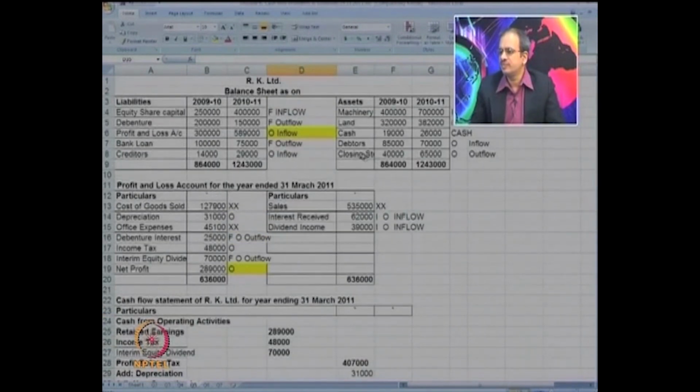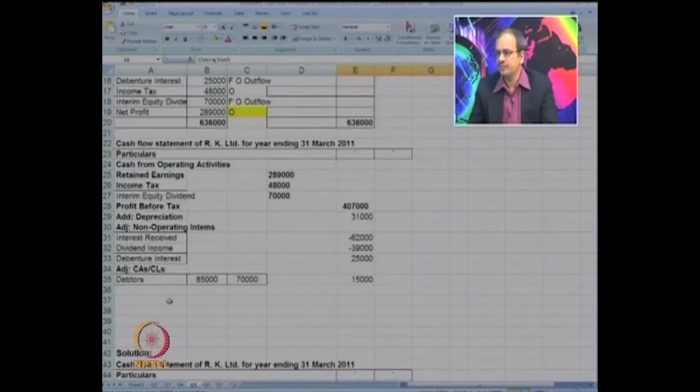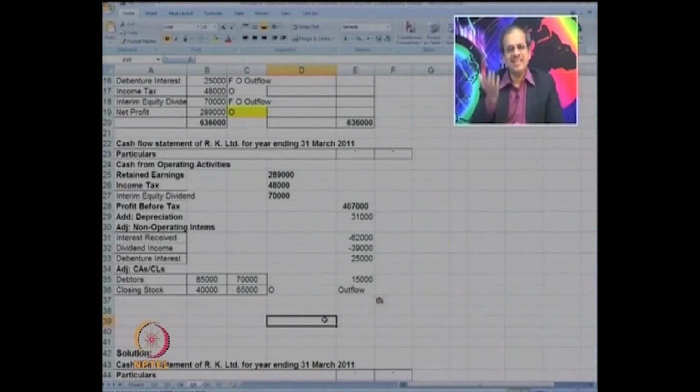Stock. So stock, there is an increase from 40 to 65, it represents an outflow. Why does it represent an outflow? Because I must have paid cash to get stock, so it is an outflow. By the same logic, I have received cash from debtors because the debtors balance has come down. That is why debtors was an inflow, whereas stock, there is an increase in balance, so it represents an outflow.